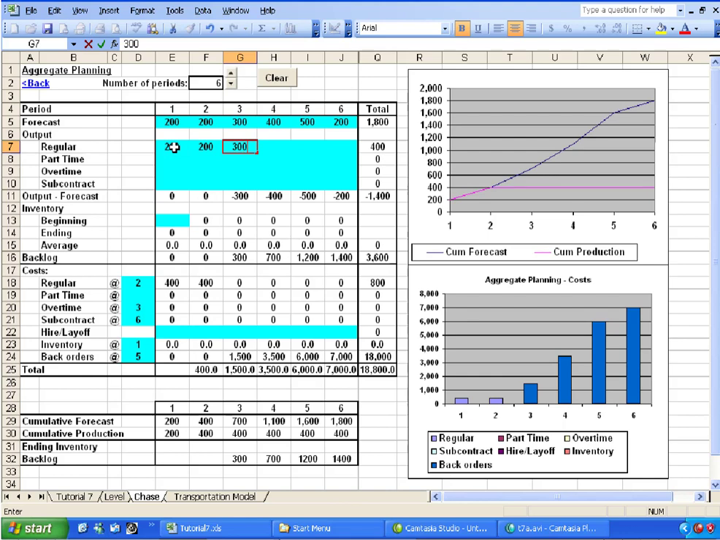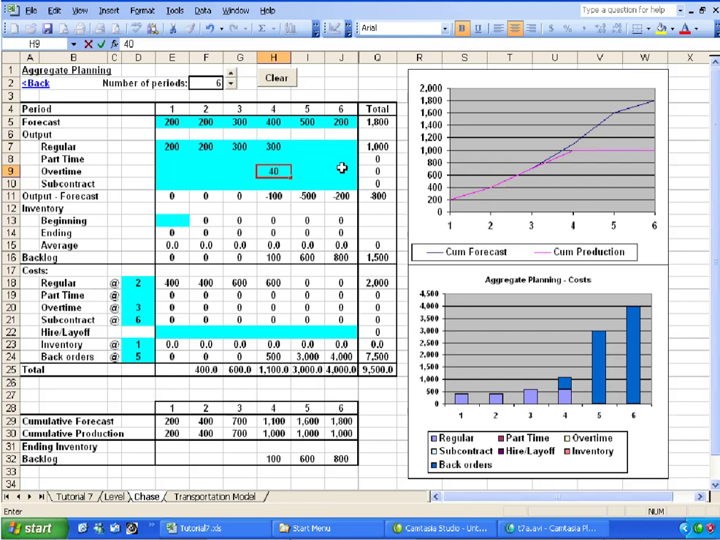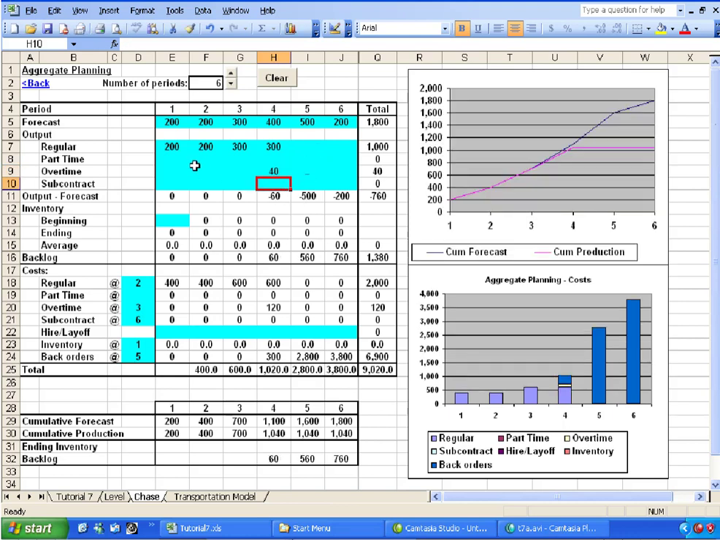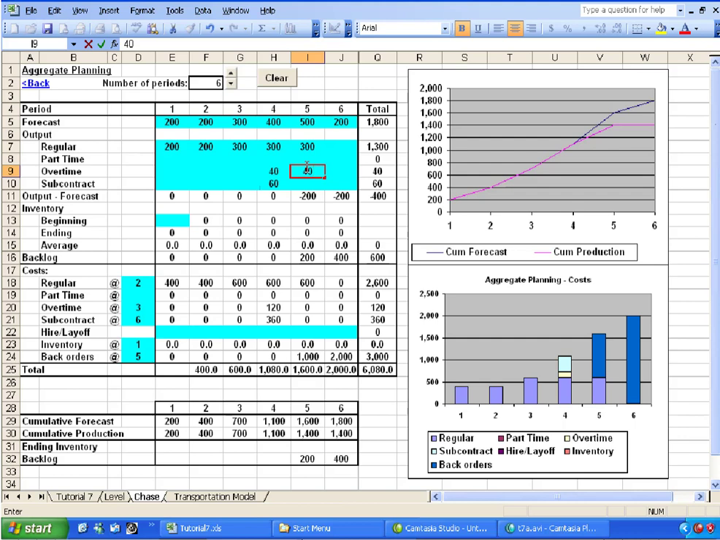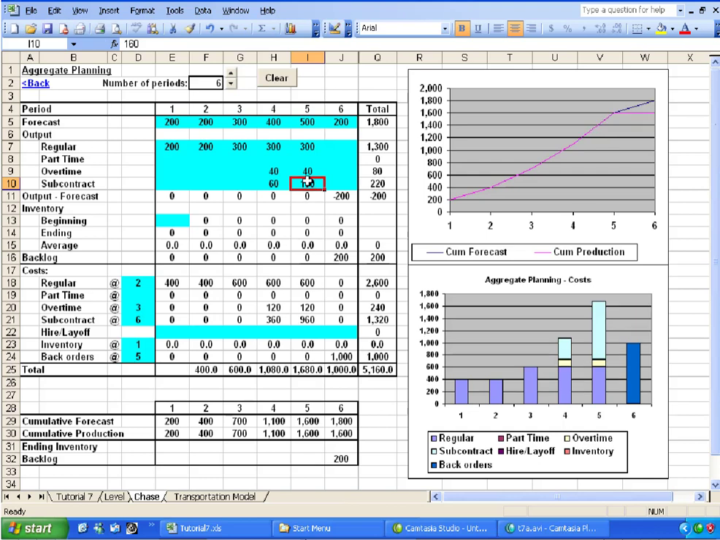So the first 3 periods can be met with regular production. In the fourth period, we are unable to meet that with regular production, so we need to produce 300 regular, 40 overtime, and we're still short 60 units, so we need 60 units of subcontracting to meet that demand. Similarly, in period 5, we have 300 units allowable of regular, 40 units of overtime, and we're going to need a whopping 160 units of subcontracting.